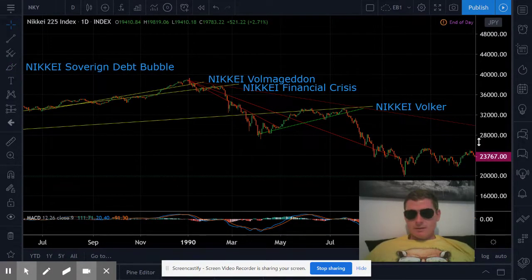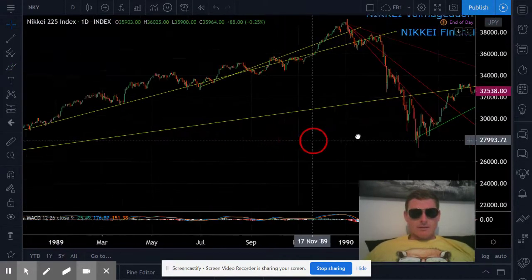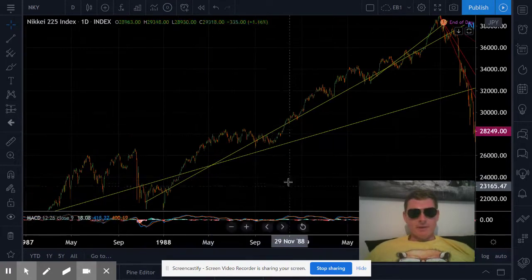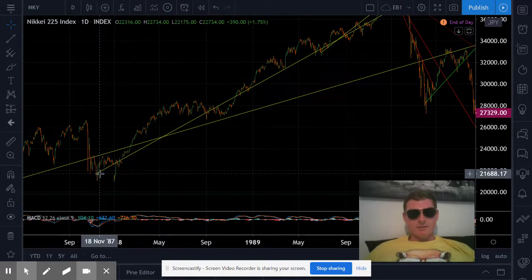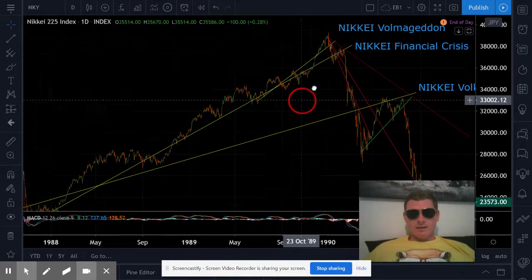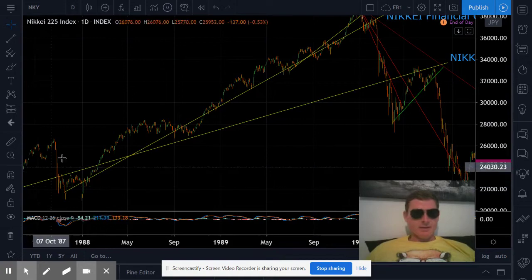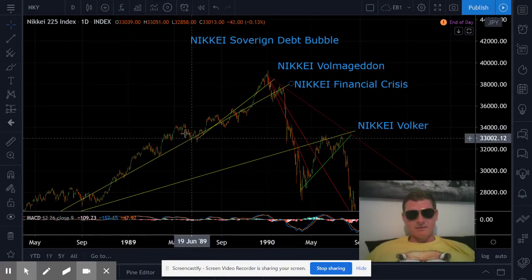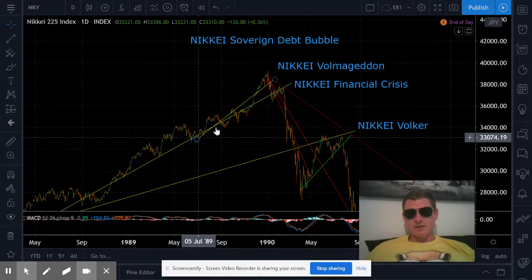this is the Volmageddon bottom here, where we crash under the financial crisis trend line, and then we get a steep. Oh wait, I am sorry. That is the financial crisis line crossing the other one. Here's the crash that crossed it for the Volmageddon version.